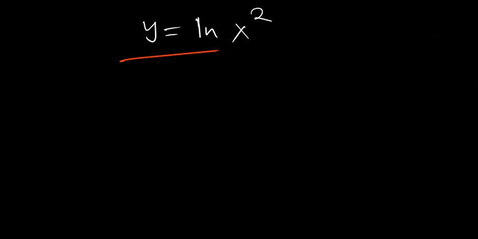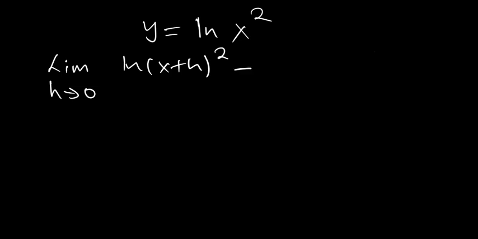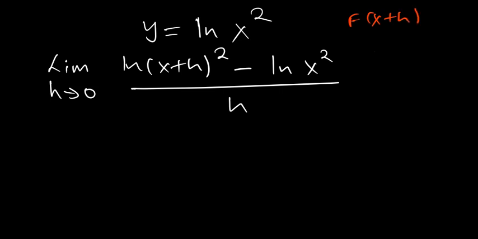So how do you go about it? Substituting in our equation, the limit as h approaches 0, and then f of x plus h is going to be the natural log of (x plus h) raised to the power 2, minus the natural log of x squared, divided by our h. So we just substitute in our function: f of x plus h minus f of x.